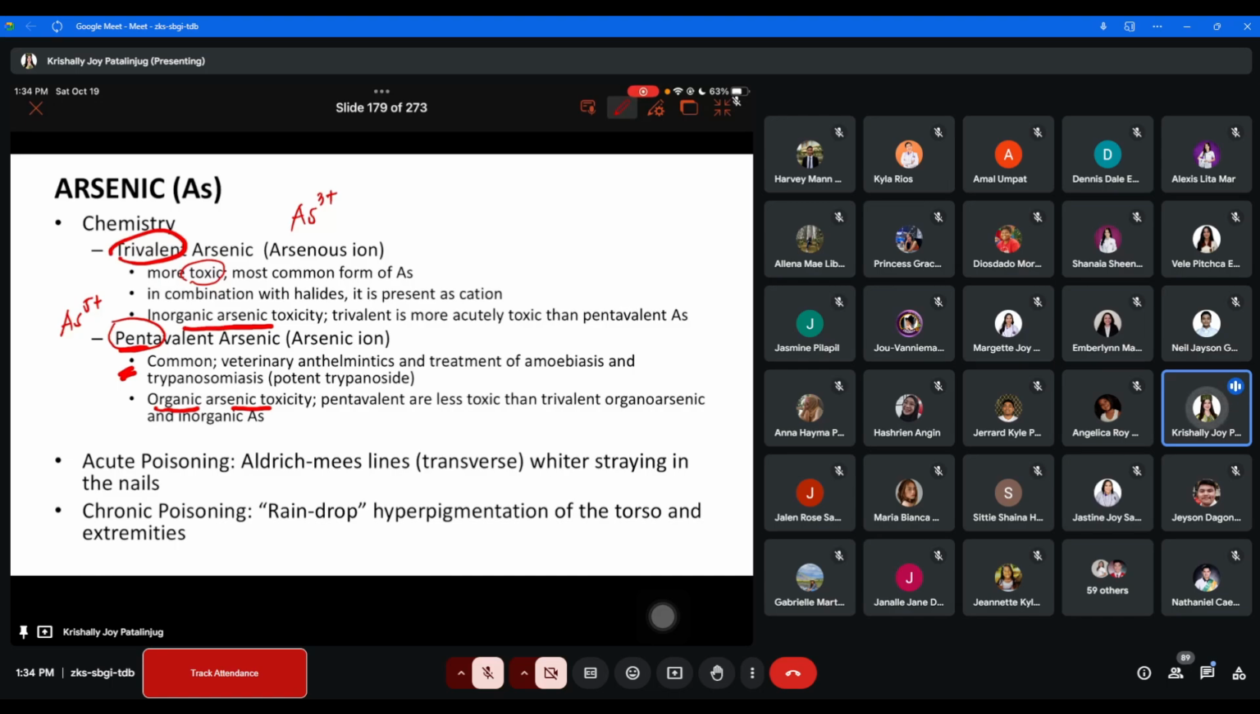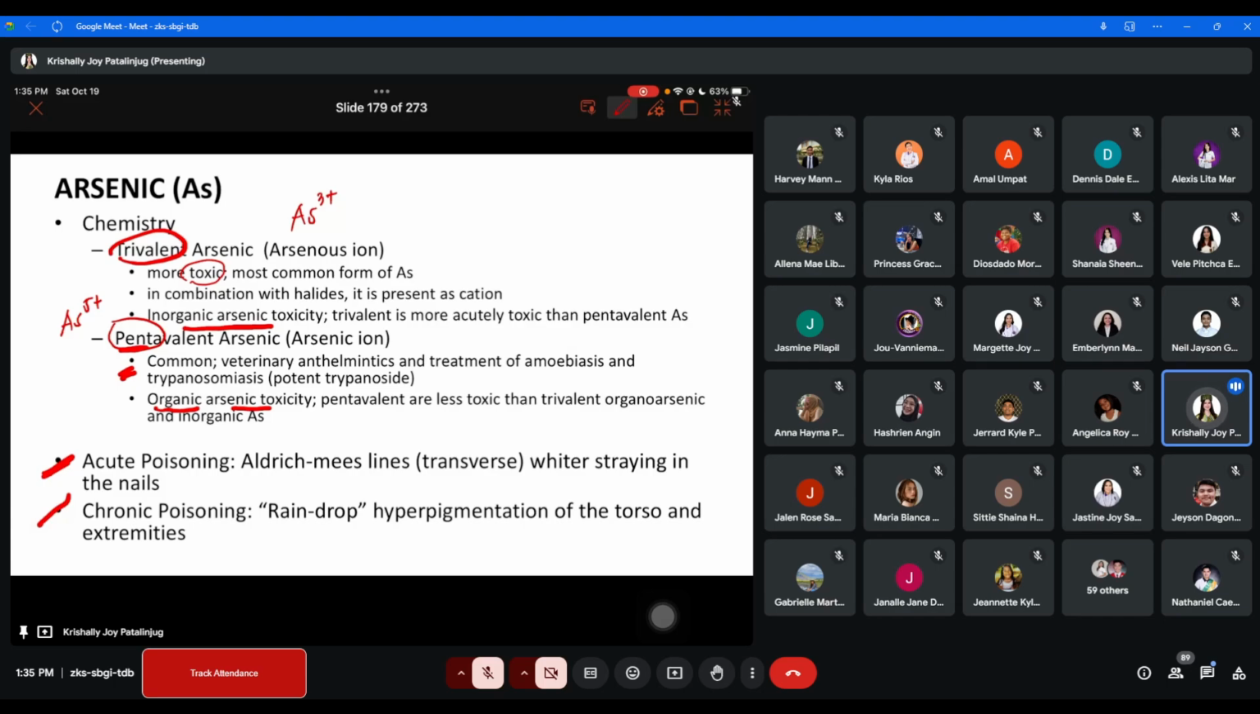For the poisoning ng arsenic, this Aldrich sign, yan yung acute poisoning. Nagkakaroon ng white stripes in the nails, white patches sa nails. Okay, yung abnormal one. Okay, yan yung Aldrich lines.